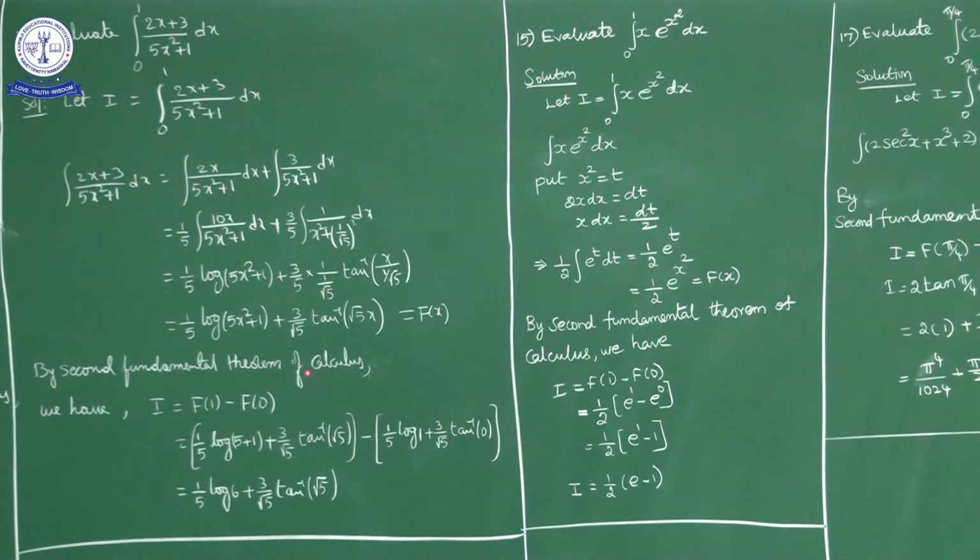By the second fundamental theorem of integral calculus, I is equal to f of upper limit minus f of lower limit. So upper limit is 1, lower limit is 0, f of 1 minus f of 0. So f of 1 means in place of x write 1. So what we get? 1 by 5 log 5 plus 1 plus 3 by root 5 tan inverse of root 5 minus f of 0. In place of x if you write 0, 1 by 5 log 1 plus 3 by root 5 tan inverse of 0. Log 1 is 0, so this part is 0, tan inverse of 0, this part is 0. So overall f of 0 is 0. So the final answer is 1 by 5 log 6 plus 3 by root 5 tan inverse of root 5.